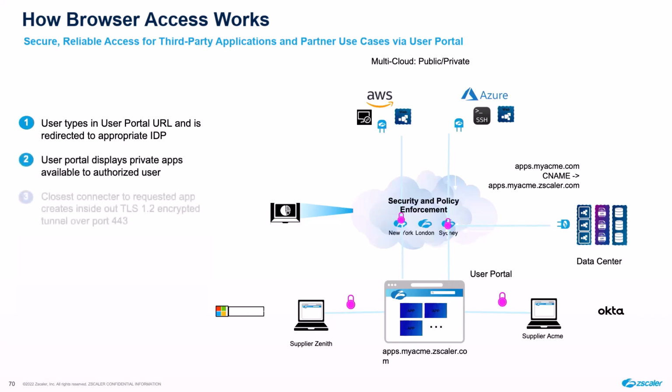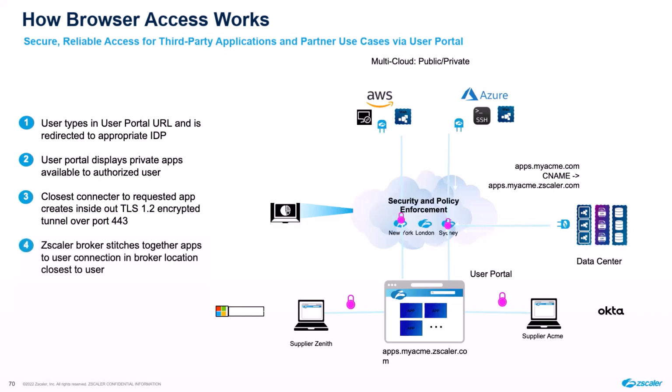The user would then click one of those applications, which will follow the link, and then they go through the same process as browser-based access to identify the application, create those tunnels, stitch those tunnels together, and provide connectivity through the Zero Trust Exchange to that web-based application.